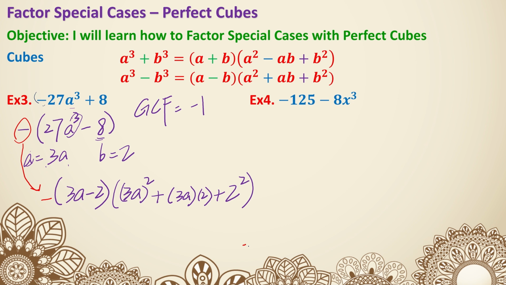Last step, I just need to simplify. A negative sign, 3a minus 2, and then 3a, the whole thing being squared is 9a squared, 3a times 2 is 6a, and on the end, 2 squared is 4. There you go. That's example 3.